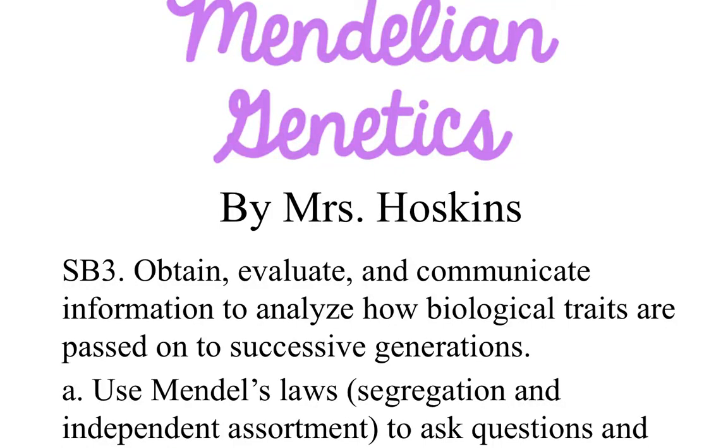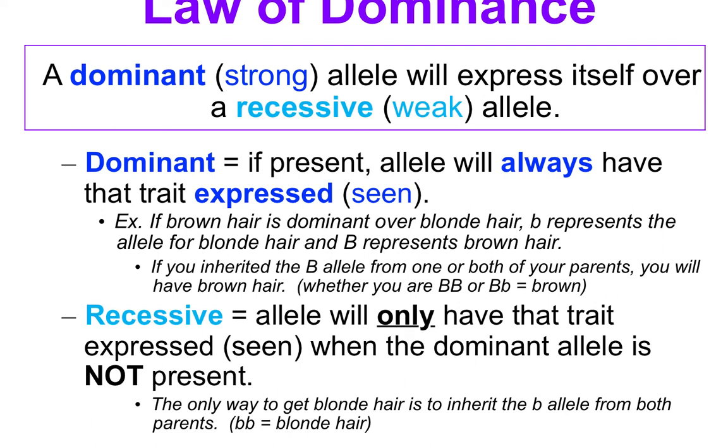Mendelian genetics. We are going to use Gregor Mendel's laws, the laws of segregation and independent assortment, to discuss the role of meiosis and define problems, perhaps, or even ask questions about how these things occur and why things turn out the way that they do. So here comes our first law, the law of dominance.